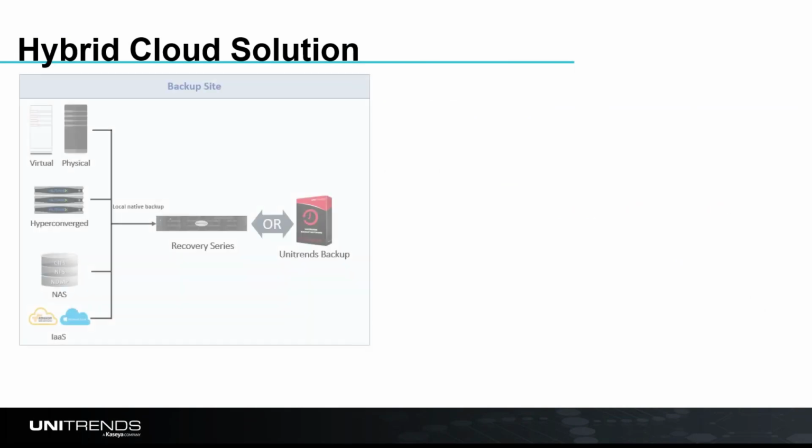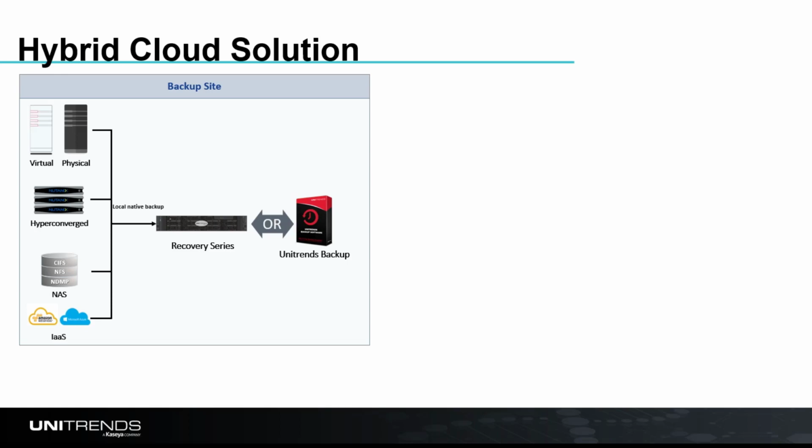So let's look at what the infrastructure looks like with this hybrid cloud solution. First, we're going to deploy a physical Recovery Series appliance or the virtual Unitrends Backup appliance at the same site as the data we're going to be protecting. Unitrends supports backing up all sorts of data: virtual machines at the host level, physical servers, hyperconverged infrastructure, NAS devices, even AWS or Azure instances. We can protect any of these, deploy locally, and store the data.